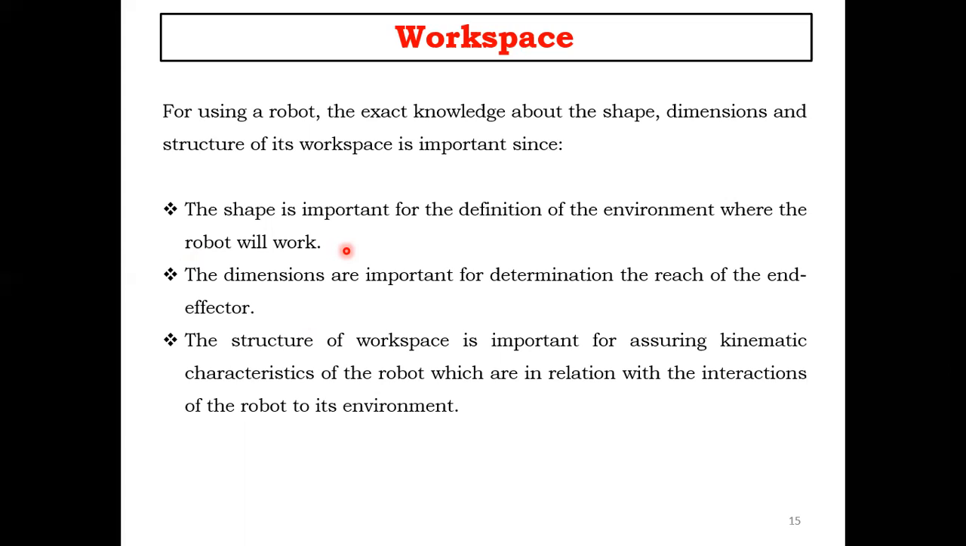The dimension is important for determining the reach of the end effector. Okay, dimension. If we want the robot end effector to reach the maximum length, then according to that we need to define the length of the joints and links. Next, the structure of the workspace is important for assuring the kinematic characteristics of the robot, which are related to the interaction of the robot with its environment. So kinematics means the maximum reach within the particular workspace.